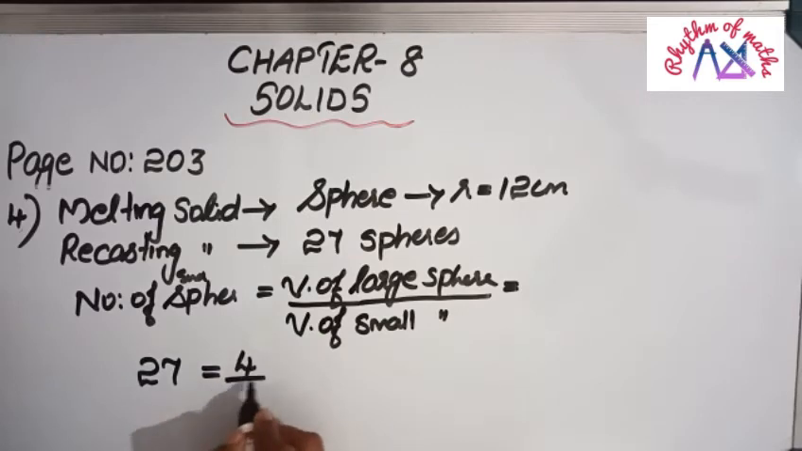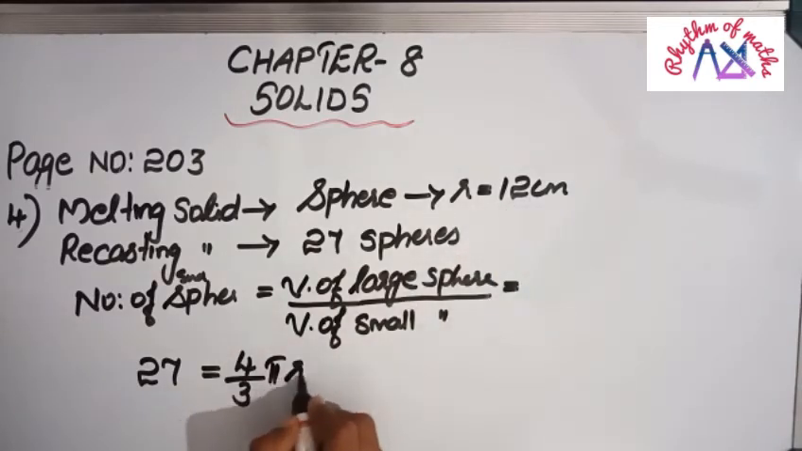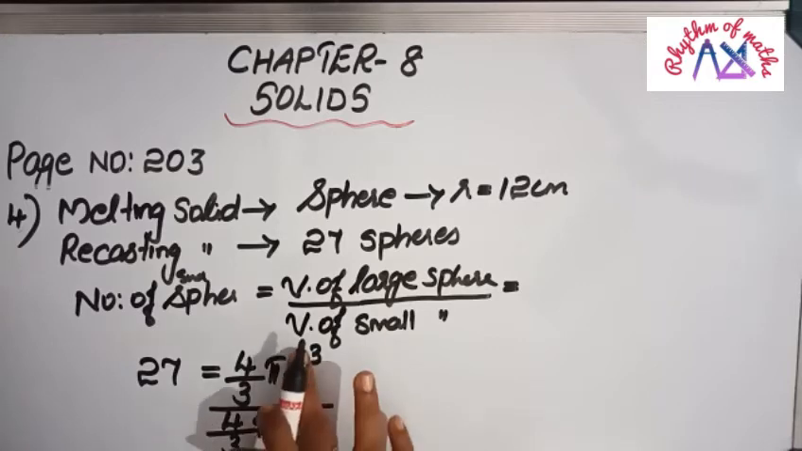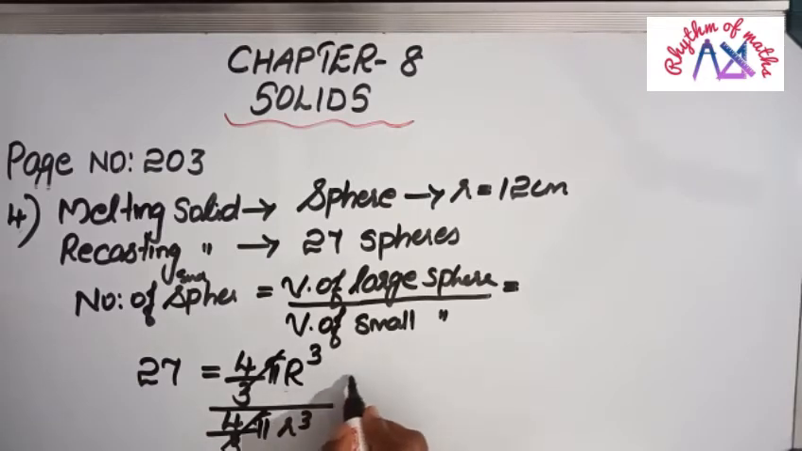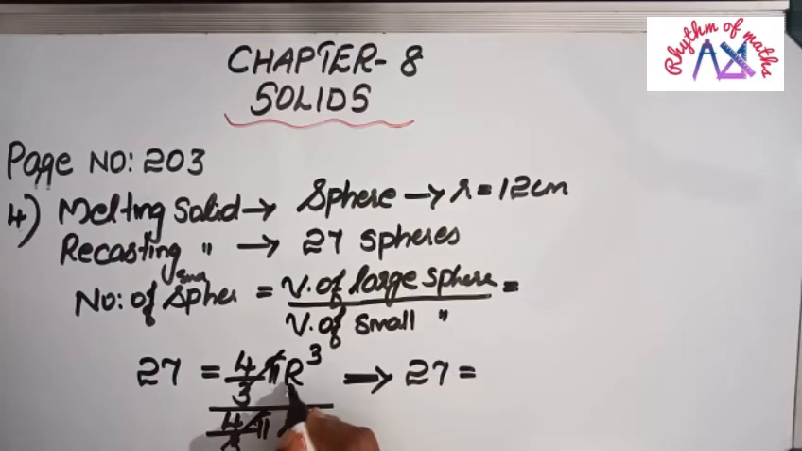The equation is 4 by 3 pi r cube. Here the radius is already given. Divided by the small sphere, the equation is also the same, 4 by 3 pi r cube. In order to differentiate, let's consider this r as capital R, because it is the large sphere. Now 4 by 3 pi, 4 by 3 pi we can cancel. Now what will we get? 27 equals R cube over r cube.